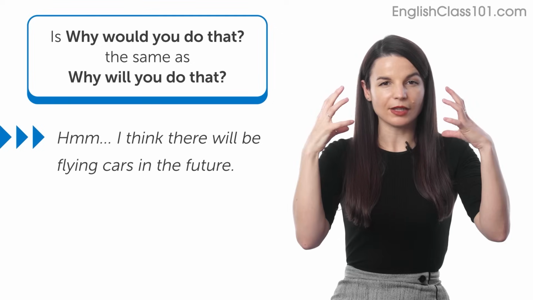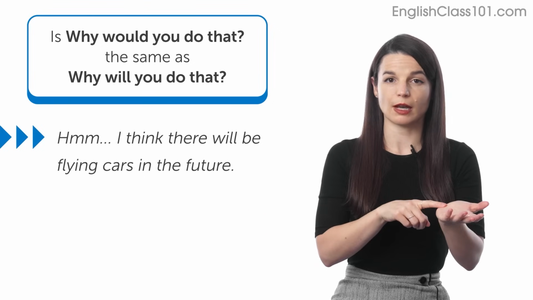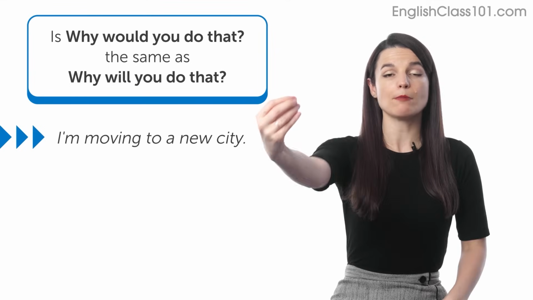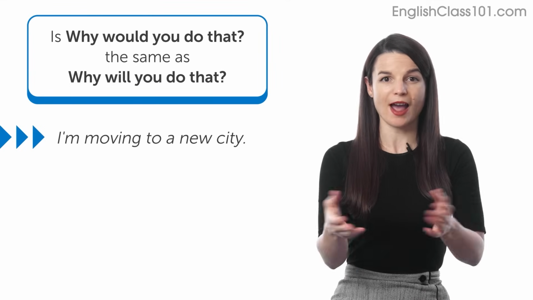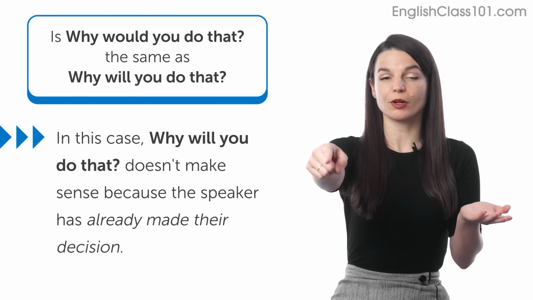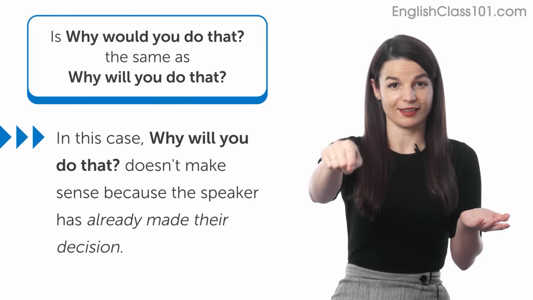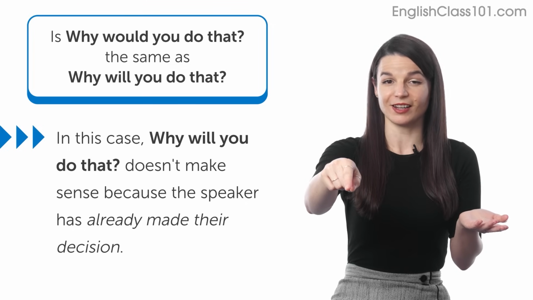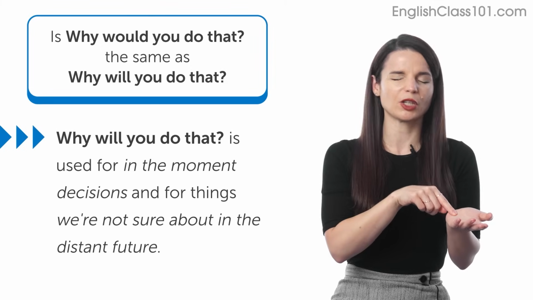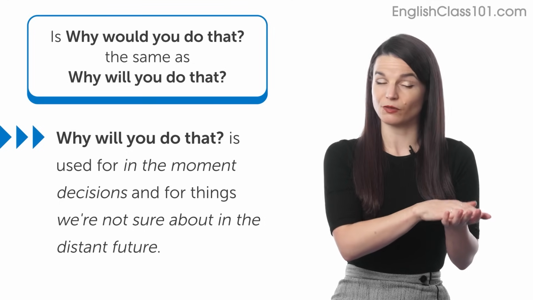So let's think about this in terms of this question. Why will you do that versus why are you going to do that? If you ask this question, someone else has told you a plan, right? Like I'm moving to a new city and you want to know why. Why will you do that doesn't make sense, right? Because the other person has decided on their plan. They are moving to the new city. They did not decide in that conversation to move to the new city, right? So will sounds strange to respond with, yeah? Why will you do that? We use this for kind of in-the-moment decisions and for things we're not sure about in the distant future, right?